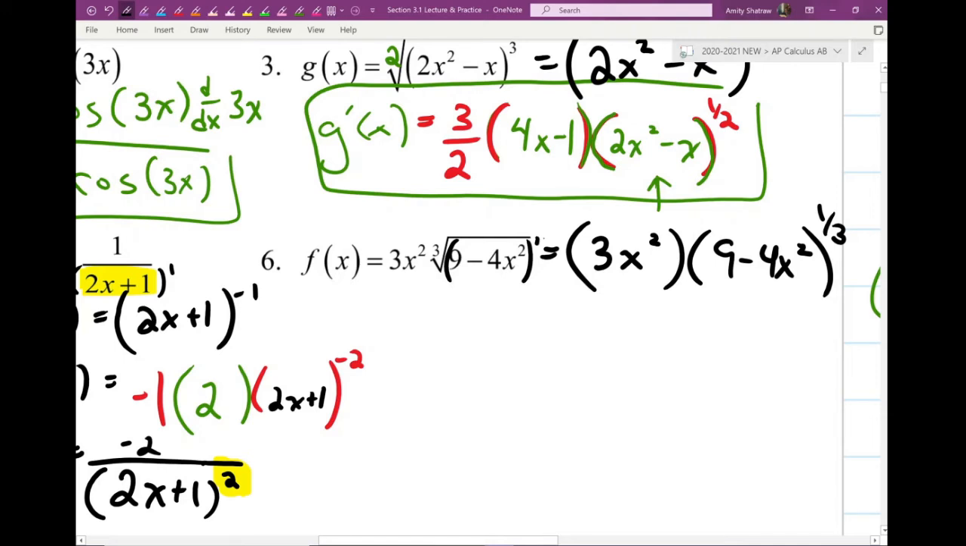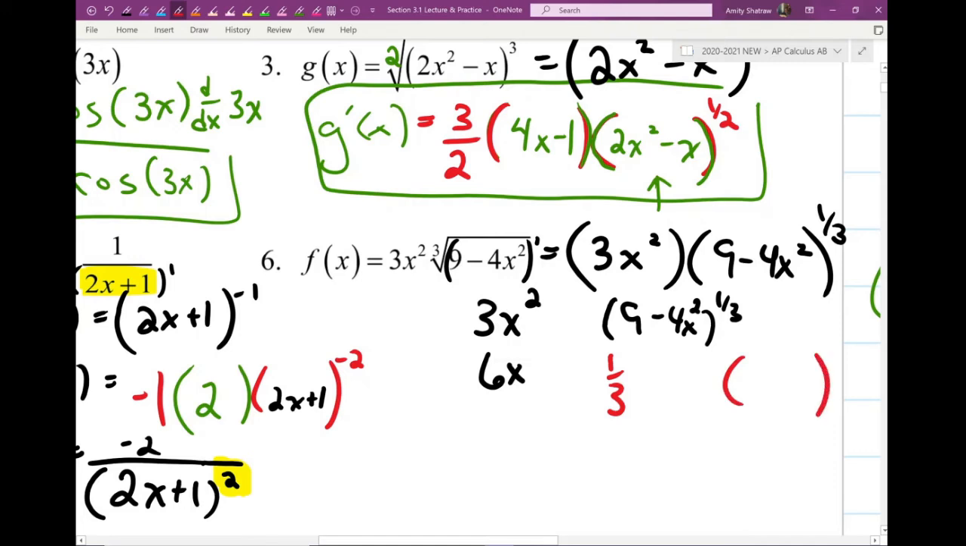So now I know that I have this thing times that thing. When I want to do the derivative, I take the derivative of 3x squared, and I will get a 6x. Ooh, when I take the derivative of this nasty beast, 9 minus 4x squared, to the 1/3 power, well, I need to use the chain rule because I have an outside function, which is that 1/3, and I need to reduce that power by a whole. So I have a third and I take away a whole. That leaves me with -2/3.